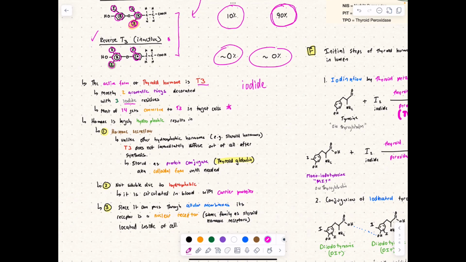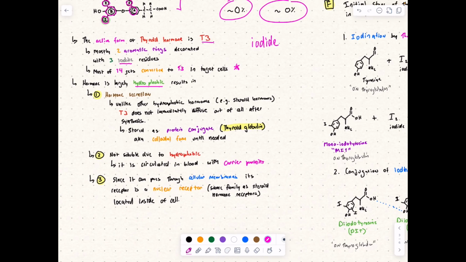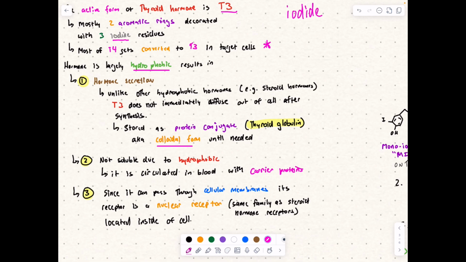This hormone is largely hydrophobic, which means that if we want to keep it in the cell, it needs to be bound to something. And so when we're talking about the colloid, what we're really talking about, and I've mentioned this already, is thyroglobulin. So T3 and T4 are going to be stored as a protein conjugate with thyroglobulin. So you'll have this thyroglobulin backbone, and then you'll have, we'll see, DIT with another DIT, and we're going to get into this, but a backbone of thyroglobulin with the T4s and T3s attached to it.